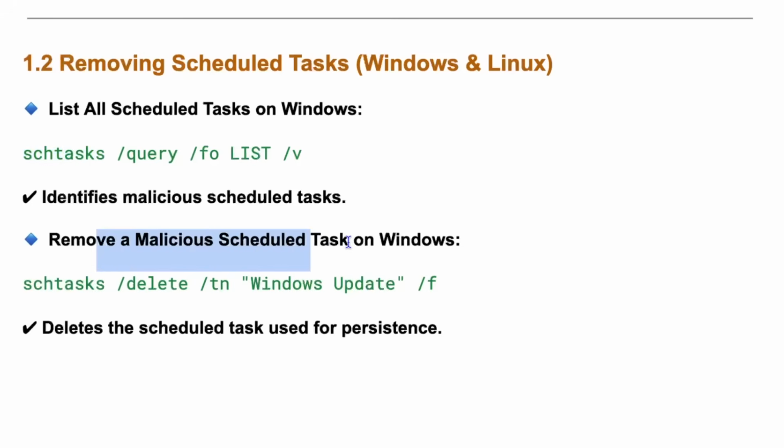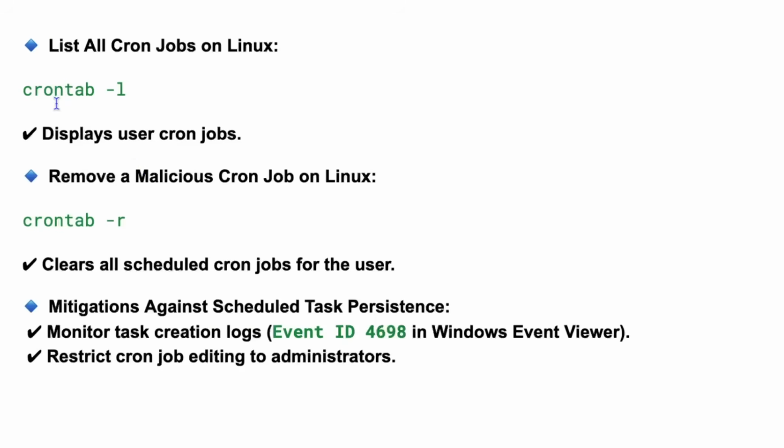If you want to remove a malicious scheduled task on Windows, you would do schtasks delete, and then the name of the task, which is basically the command that we just talked about. So this command right here is to list it on Windows. This command right here is to delete the one that you identified as being a malicious task on Windows, right? If you want to do it on Linux, it's crontab, and you would do -l to display all of the user's cron jobs, and then to remove them, you would just do crontab -r, and it'll clear all the scheduled cron jobs for that specific user.